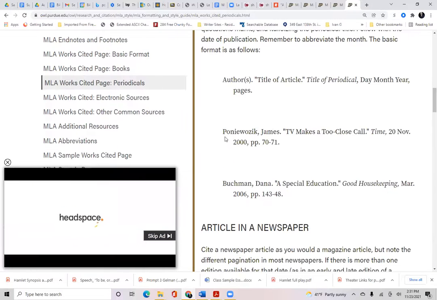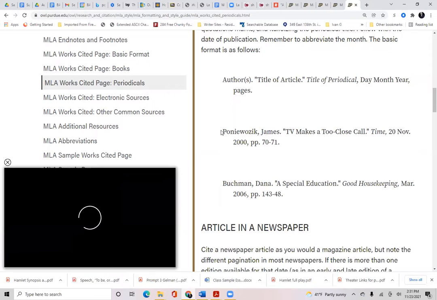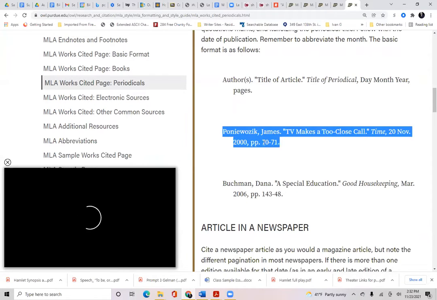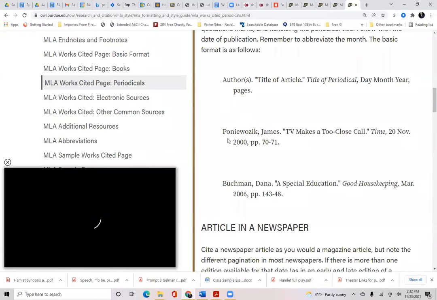If you notice this too, the first line is flush left to the margin, and then the one underneath it is indented. That's called a hanging indent, right? That means instead of indenting the first line, you indent the second line and the lines that go below that one piece. Here's another example with the same kind of format.